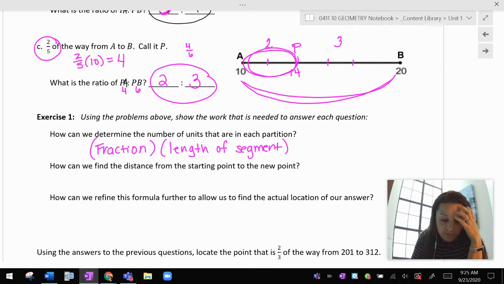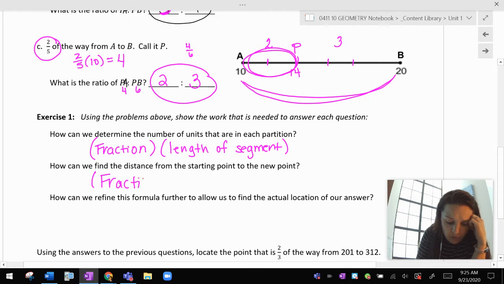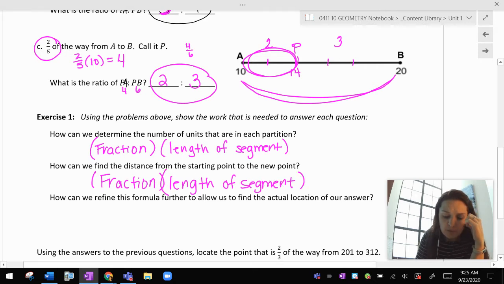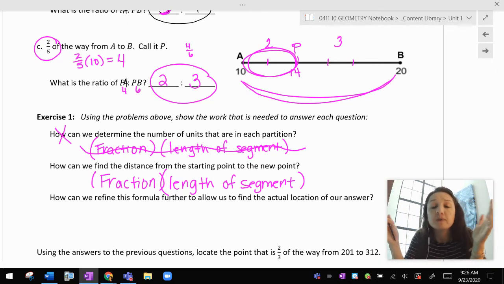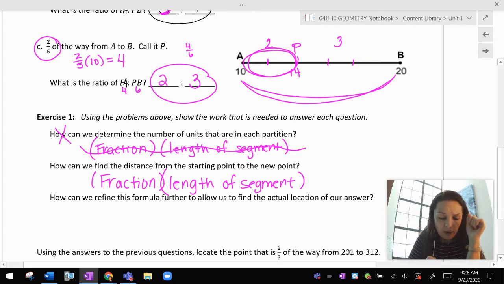Oh, you know what? I'm going to be honest with you guys. I'm not thrilled with how we phrase this. So let me explain. The distance from the starting point to the new point is the fraction times the length of the segment. Then it says, how can we determine the number of units that are in each partition? I'm just going to have you cross this off because I don't really care so much about that. So just cross it off and pretend it never happened. I promise I'm not avoiding some educational epiphany. Just ignore that right now. Our phrasing was poor. I care about the next part.